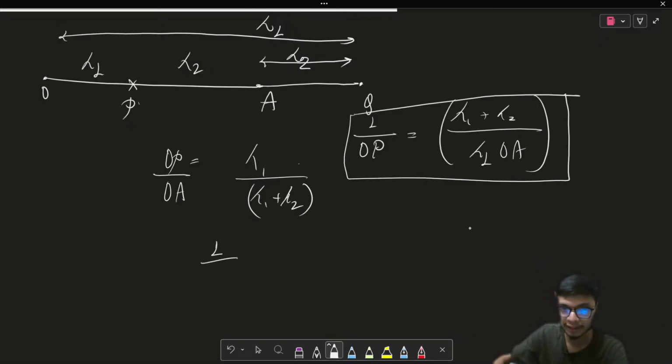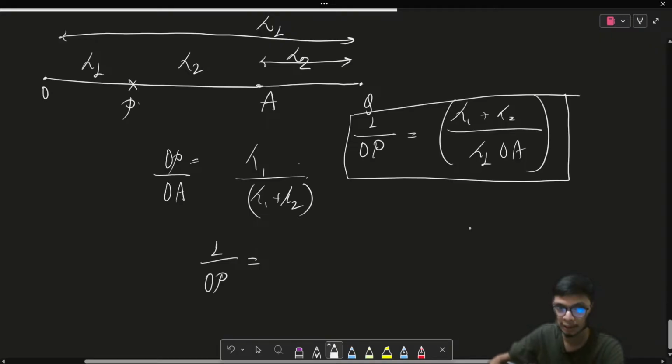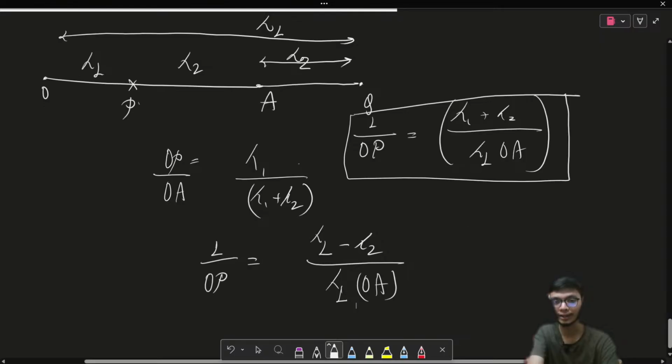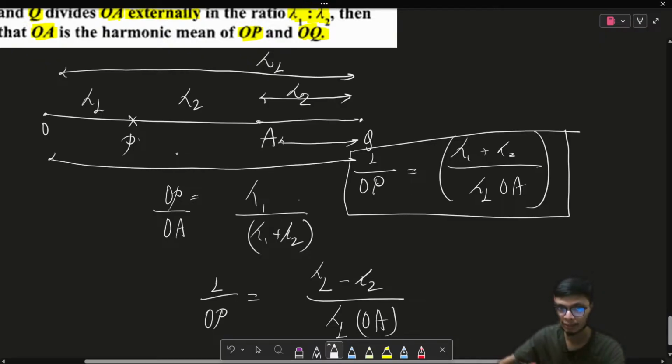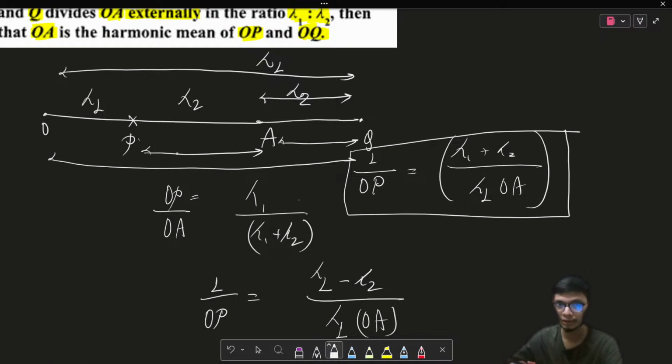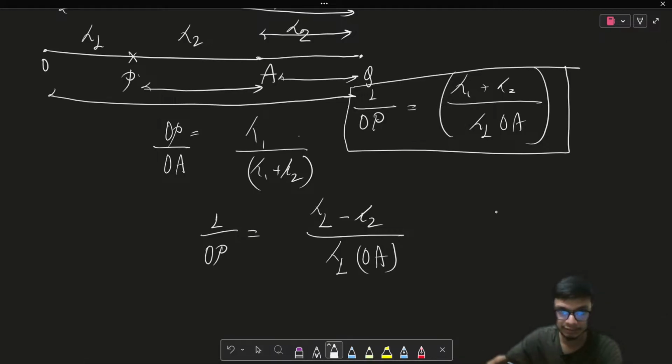In a similar sense, for the external division, I can write 1 upon OQ as lambda 1 minus lambda 2 by lambda 1, times 1 upon OA. Because this particular ratio is again lambda 2, and this particular ratio is lambda 1, this particular length should be lambda 1 minus lambda 2, right? So the PA length will be given from that. Oh sorry, it will be just a Q over here, 1 upon OQ. So this can be given as follows.